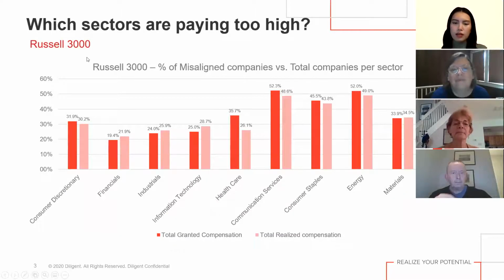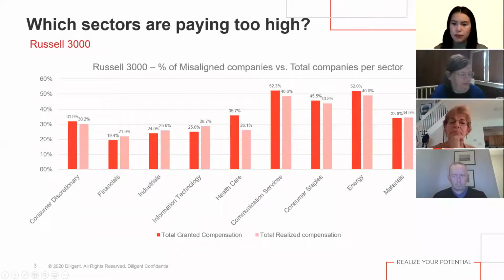So I thought it would be interesting to take a closer look at the companies with misaligned pay practices. And to remind you again, misaligned here equals overpaying. In this graph, you can see the percentage of companies overpaying their CEO versus the total number of companies in their respective sector, and all of them in the Russell 3000. And we can see that the communication services sector really stands out, with over half of the companies overpaying their CEO compared to their peers in the same index.